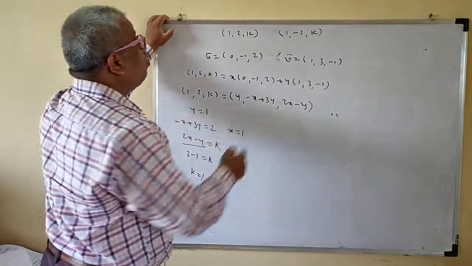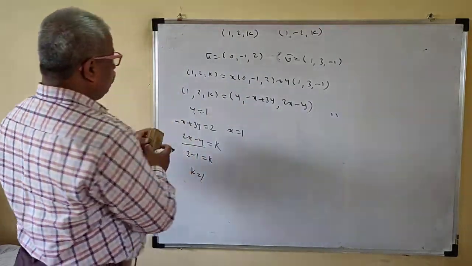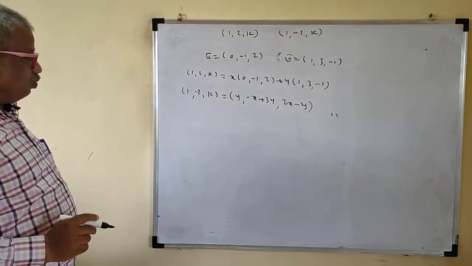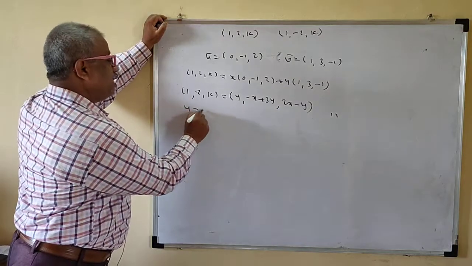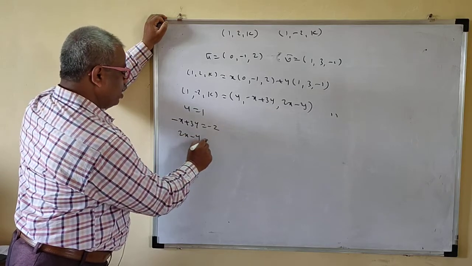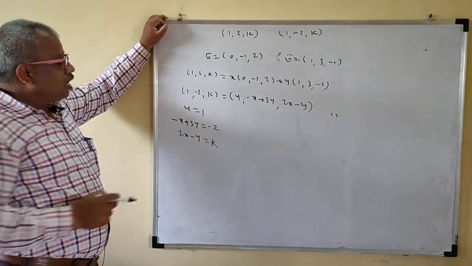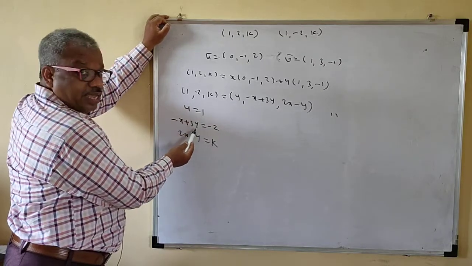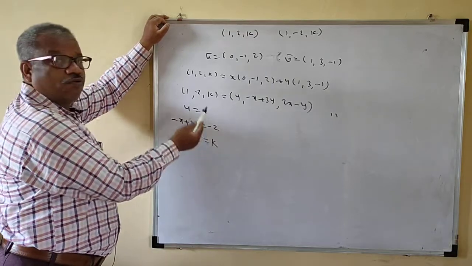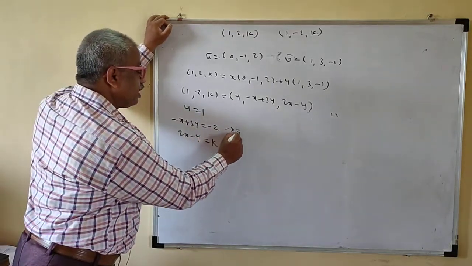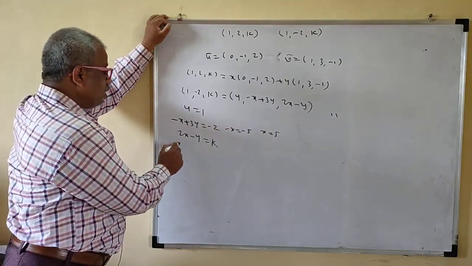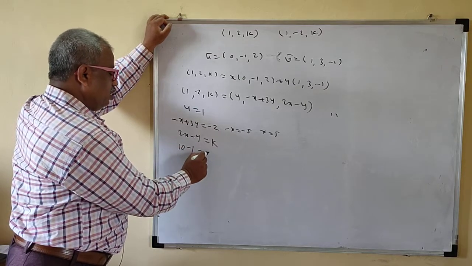Okay. Now suppose you have minus 2k. For minus 2k, all are the same here. And we want to find the value of k then. Y is equal to 1, minus x plus 3y is equal to minus 2, twice x minus y is equal to k. If you put y is equal to 1 here, this is 3, and minus 3 minus 2 is minus 5. So minus x is equal to minus 5. Then x is equal to 5. And I'll put here 10 minus 1 is equal to k.